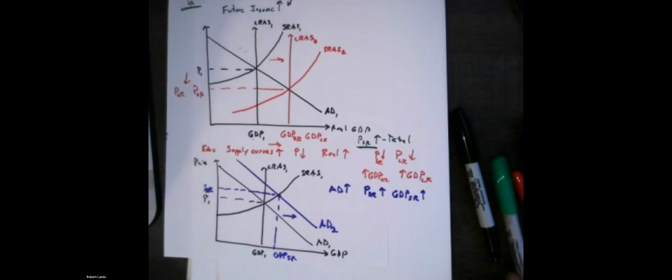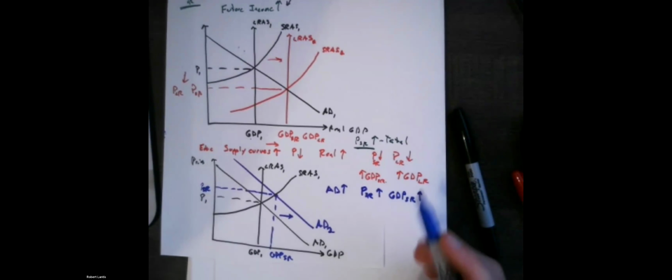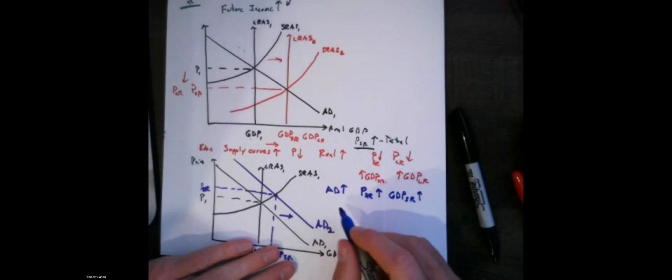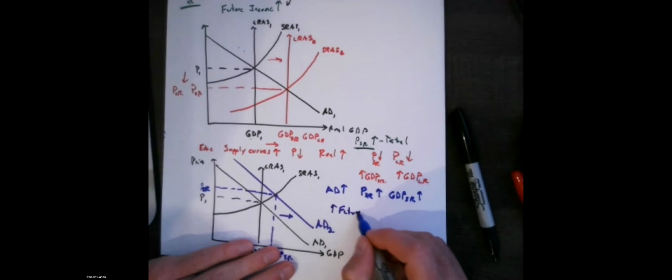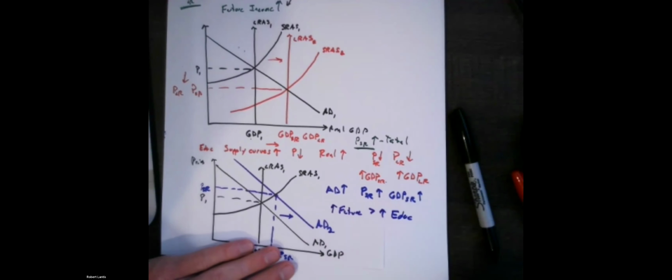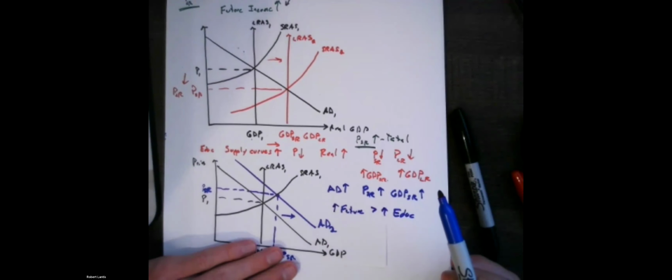I then ask you which of these shifts must be larger. Well, they're pushing the short run price in opposite directions. So what must be true if the prices go up? The aggregate demand change caused by higher future income must have been greater than that increase in education levels, right? That's the only way I could end up seeing short run prices go up.